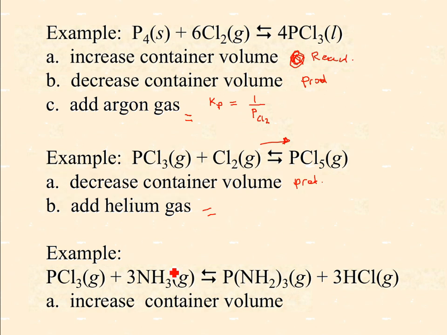Example, we have 2 moles of reactant gas and 4 moles of product gas. If we increase container volume, what's going to happen? No, I'm sorry, we have 4 and 4. 4 and 4, nothing's going to happen if we increase container volume. Our partial pressures will remain the same because gas moles are the same. And that concludes this video on Le Chatelier's principle.